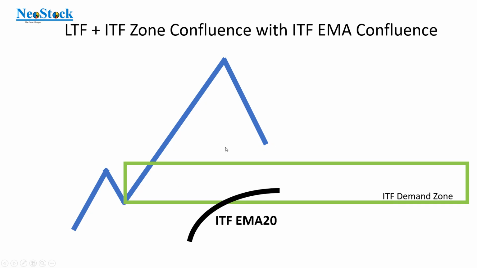Okay, here I am talking about ITF and LTF demand zones. But which demand zone is it? This is the ITF demand zone. It is not the LTF demand zone. Currently what I have drawn is the ITF demand zone. This demand zone is having ITF EMA 20 confluence, or simply we say ITF EMA confluence.